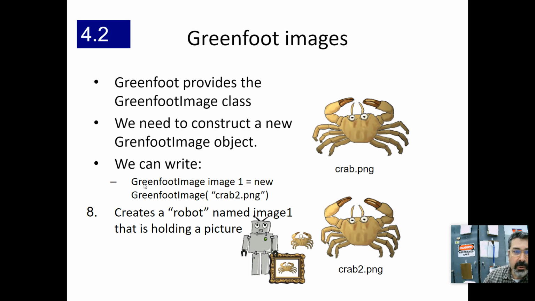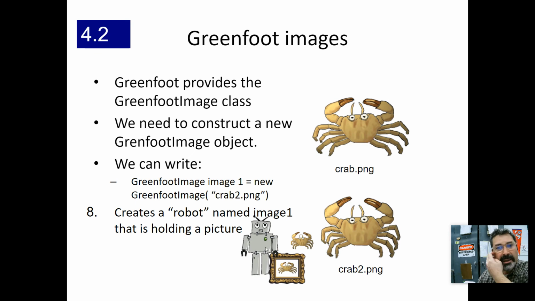We're going to write this code eventually. Don't write it yet, but we're going to write GreenfootImage image1 equals new GreenfootImage("crab2.png"). So we're going to have one of these little robot guys holding this image, and a second one holding this other image, and we'll say, hey, you, give me that image, and we use it. Then we go to the next robot, hey, you, give me that image, and we go with that.